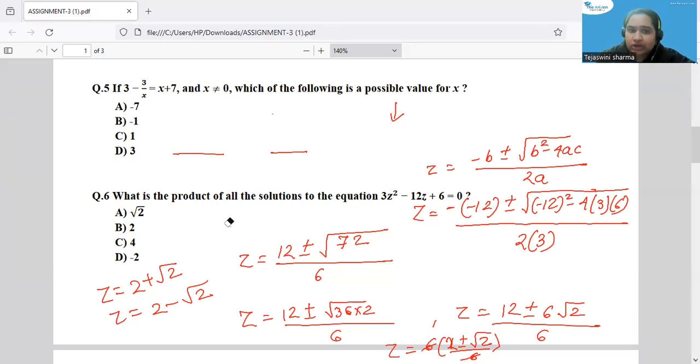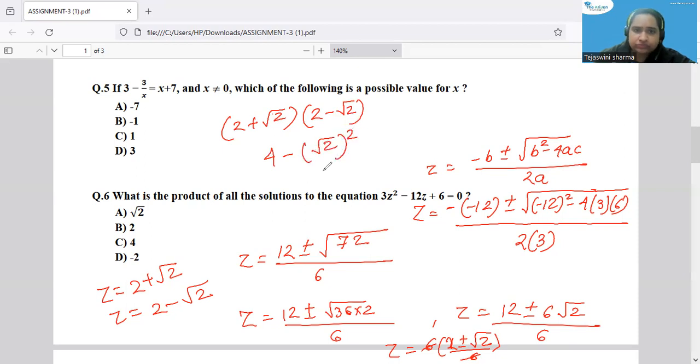Now we have to find the product. So for that, I'm just removing this thing from here. I'm writing it here. If you take the product of 2 plus root 2 and 2 minus root 2, what will you get? You will get 4 minus the square of root 2. So simply it is 4 minus 2, which is positive 2.